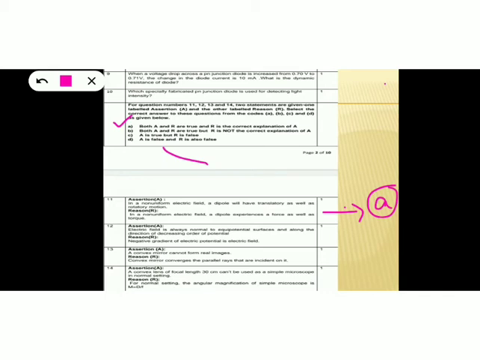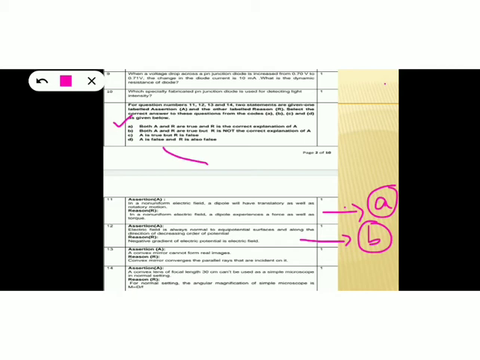So the correct option for this is B, because individually assertion and reason statements are true, but R is not the correct explanation of A. Reason is not the correct explanation for assertion. Okay. Now we can move on to the 13th question. A convex mirror cannot form real image. Yeah, it's true. But what is the reason? Reason, convex mirror converges the parallel rays that are incident on it.